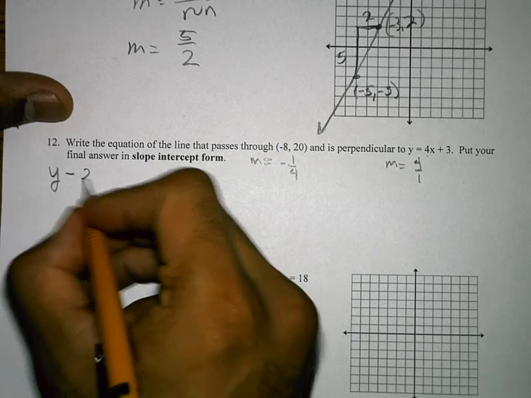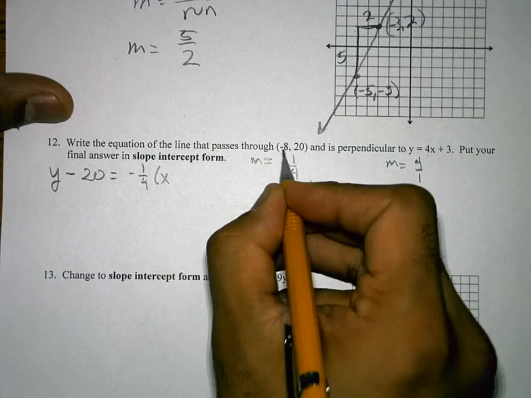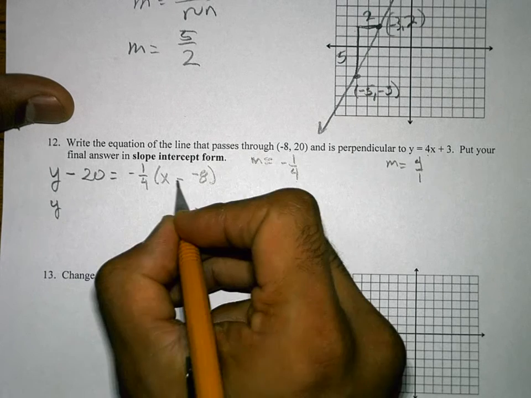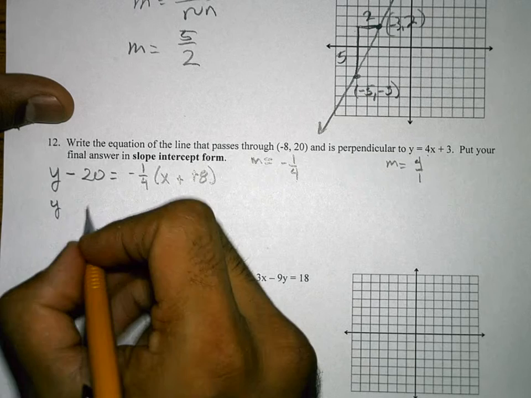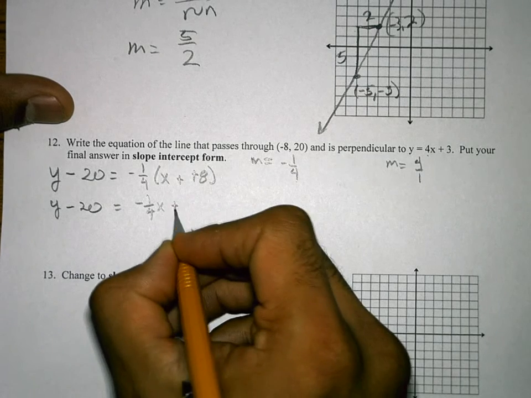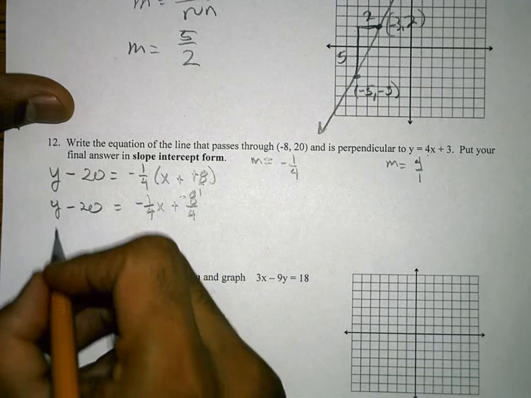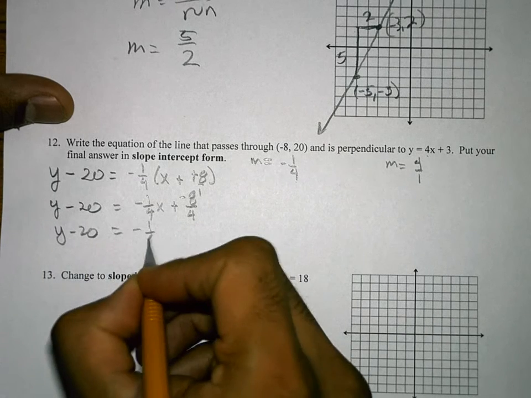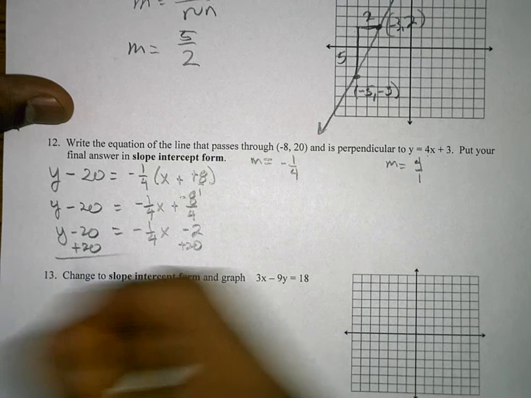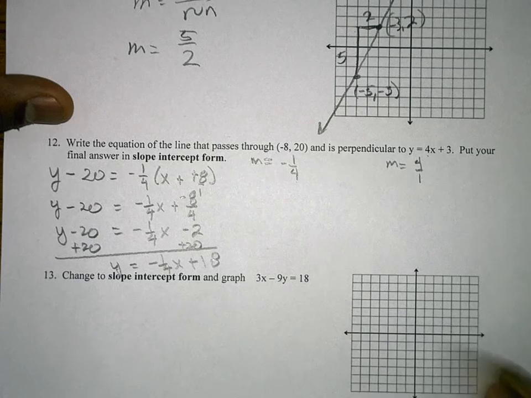So I'm going to say y minus 20 equals negative 1/4 times x minus negative 8. Okay, so that's just going to turn out to be adding the opposite, right? So negative 20, I'm going to distribute this negative 1/4, and it's actually not going to be that bad, right? Because I just multiply the tops. Careful with the negative signs. So this is minus 2, and then I'm going to add a 20. All right, so my final answer is y equals negative 1/4 x plus 18.